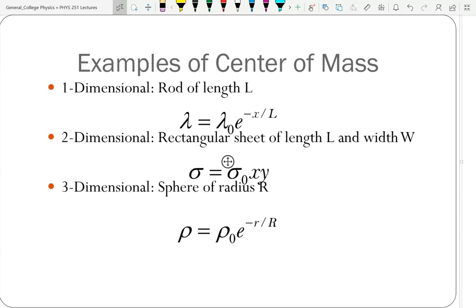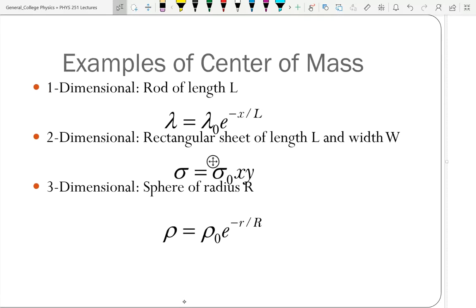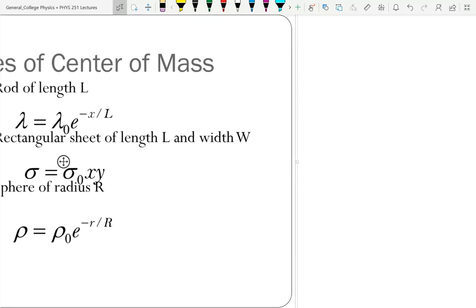Let's suppose that we have a rod of length L and we want to find its center of mass, and it does not have a constant density. So we start with our equation. X center of mass is equal to the integral of x dm over the integral of dm.